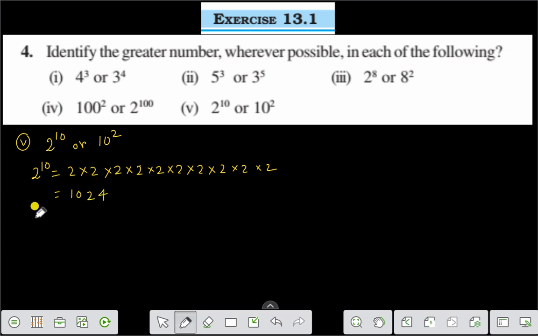1024. And 10 to the power 2 can be written as 10 into 10, and that comes to 100. Now since 1024 is always greater than 100, therefore you can write that 2 to the power 10 is always greater than 10 to the power 2, right?